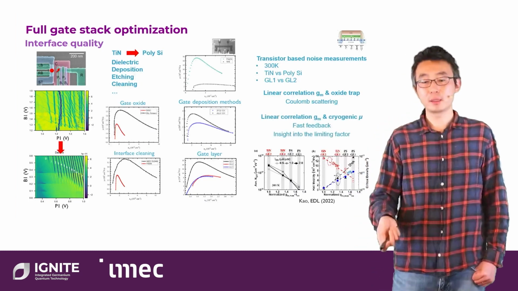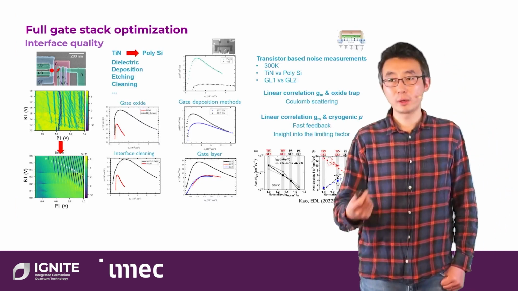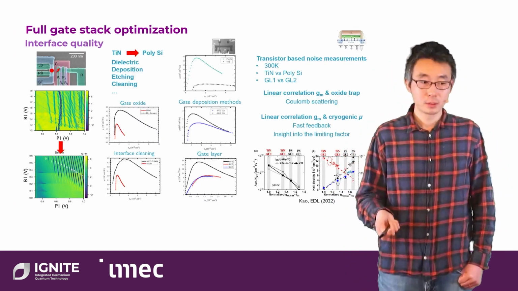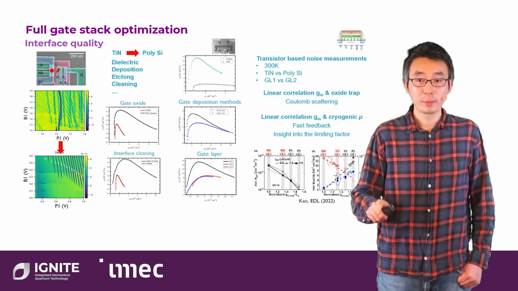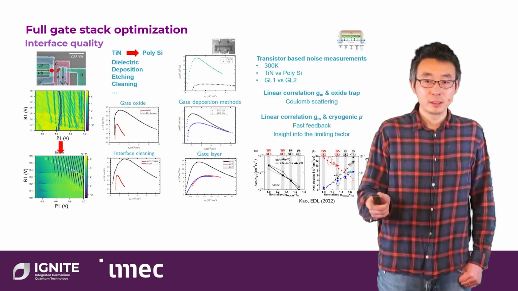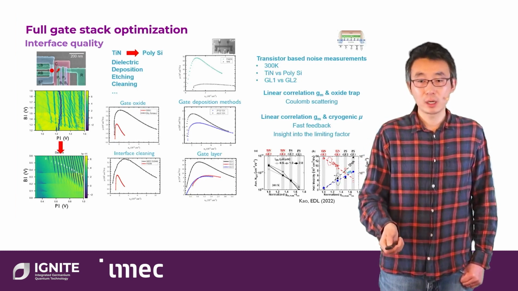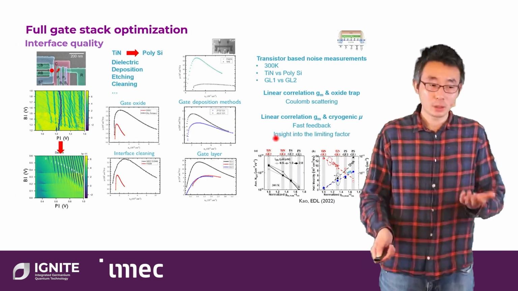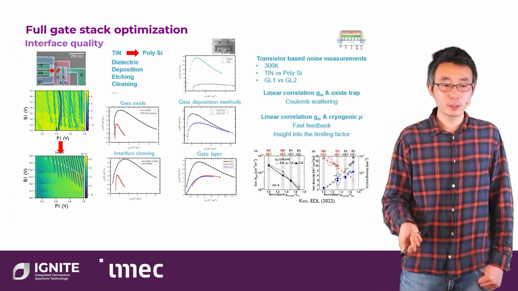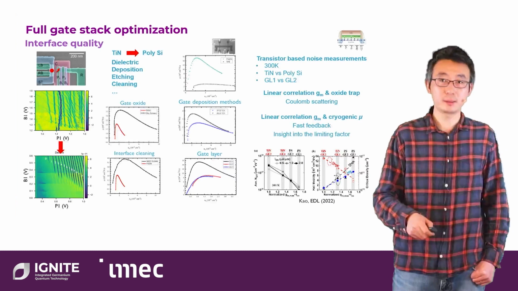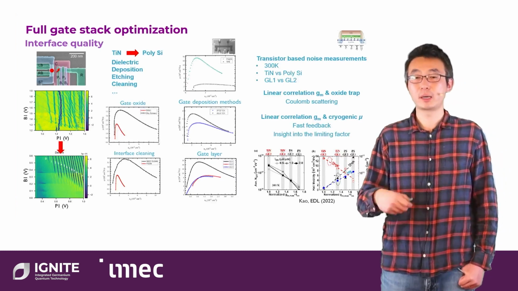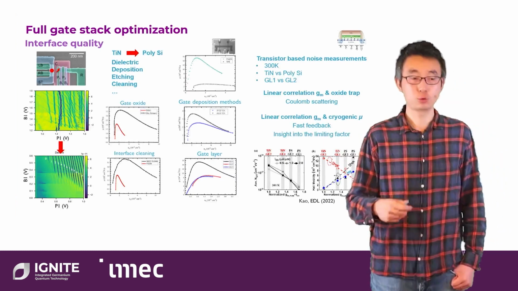And we also can find a linear correlation of the normalized gm to the Hall bar mobility in the sub-Kelvin regime, which is an indication that we can use a room temperature metric to assess the interface performance at low temperature, and we can also get an understanding of the limiting factor, the true physical mechanism.